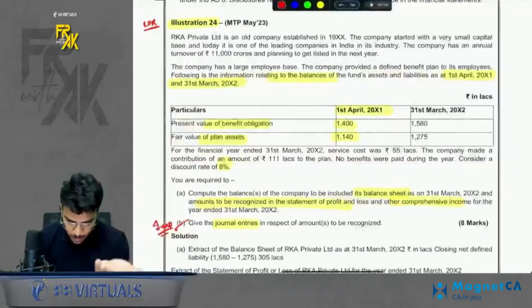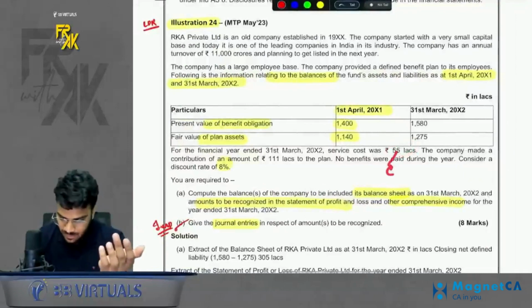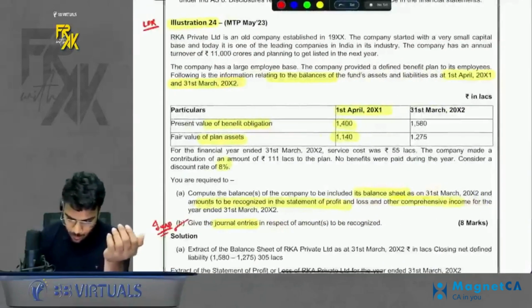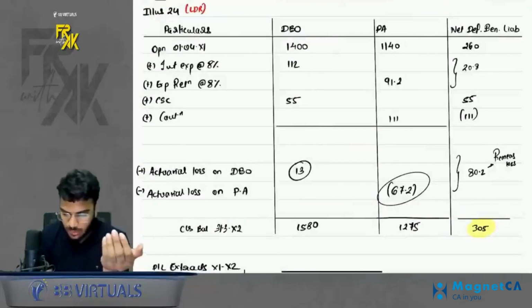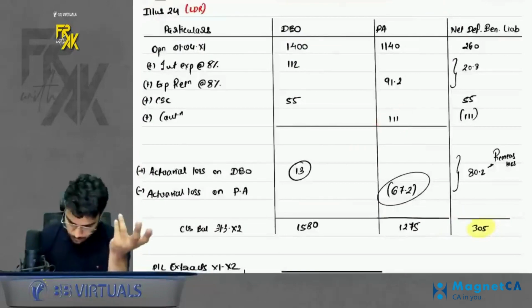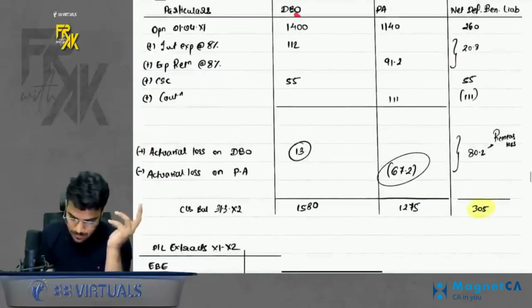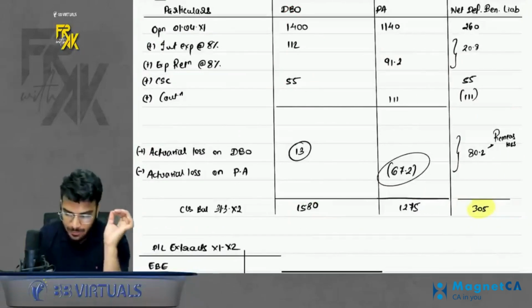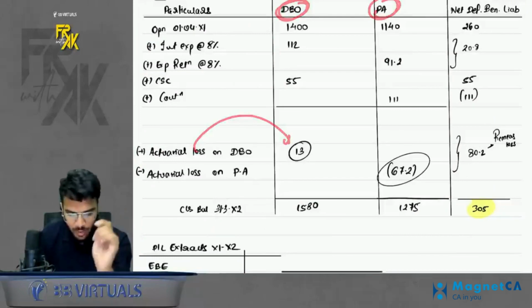We did that. Then current service cost was given. What was the entry for current service cost? It is current service cost to DBO. So only DBO will be impacted. So add in DBO. Then you made a contribution of 111 lakhs. So what will you do? You will add the contribution on plan asset. Then, you have been given the closing. Of course, your closing is not matching. There is some difference coming. Why is that difference? In DBO, the difference will be because of actual gain or loss, and in plan asset, it will again be because of actual gain or loss.